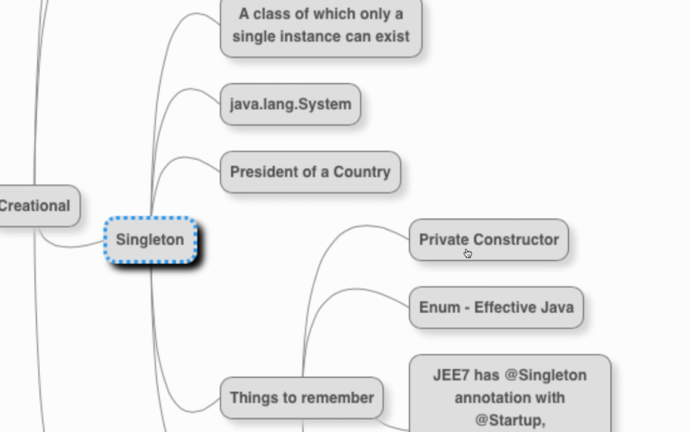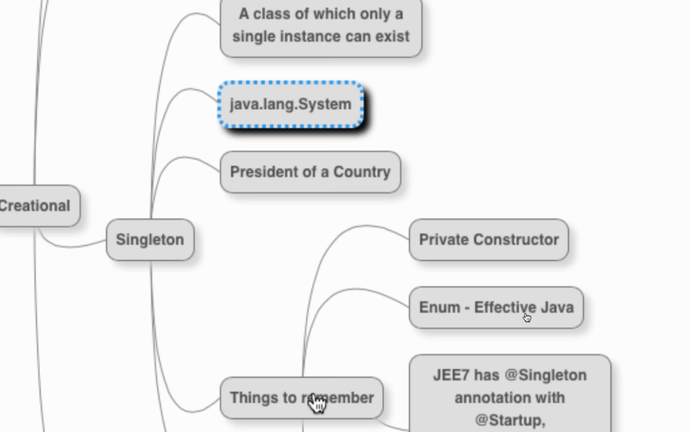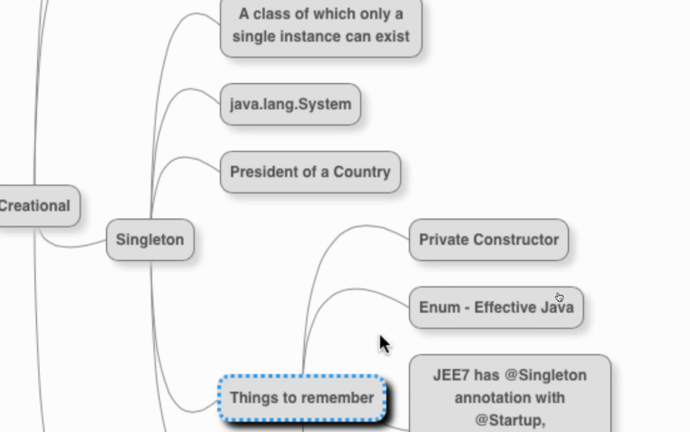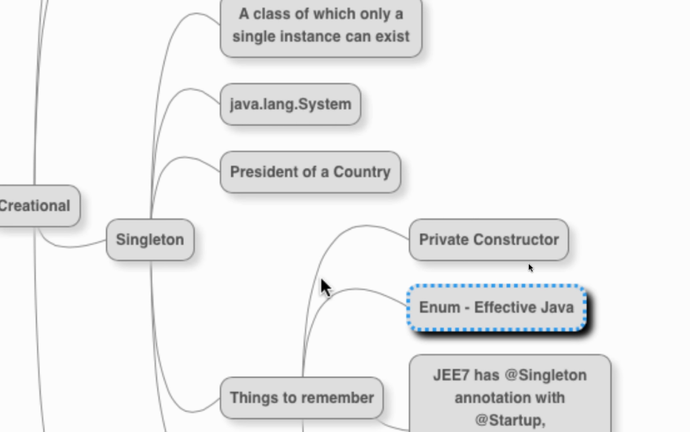That's the singleton pattern. In a singleton pattern, basically you have just one instance of a class per JVM. A good example is java.lang.System, or all the beans when you are initializing them using Spring. And also remember to have a private constructor, and you can look up Effective Java for how you can create a singleton using an enum. It's quite simple actually.